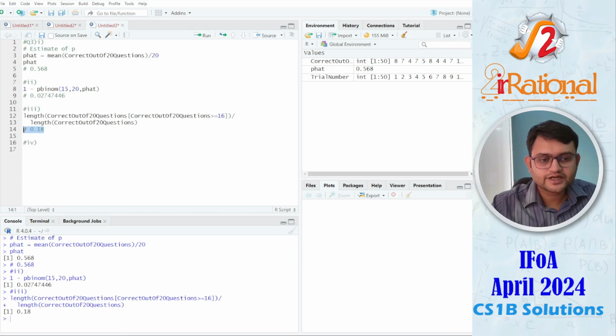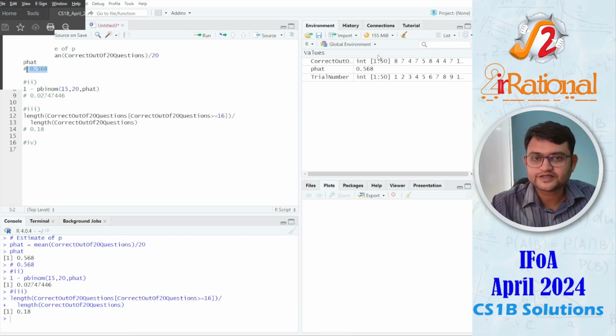So clearly here 18% of the tests were cleared, but the probability that the person would clear a test is 0.027. So about 3% of the tests should have been cleared. So clearly this probability is not consistent throughout these 50 tests.